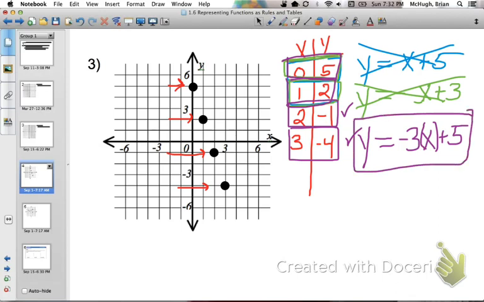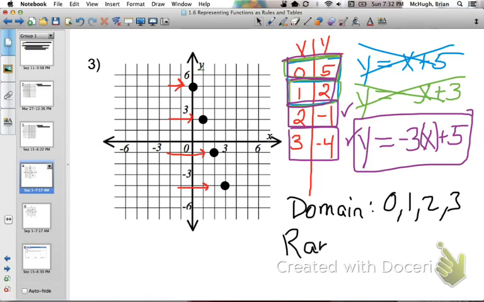And the domain for the given graph are the x's in our table, 0, 1, 2, and 3, and the range for those domain values is 5, 2, -1 and -4.